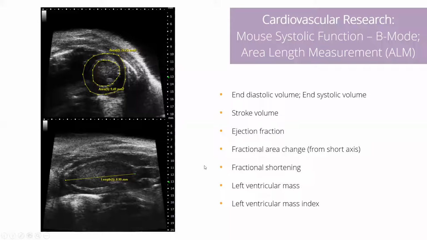And from that, the system's then going to calculate many different measurements of systolic function, as well as the LV mass measurements. So we can get diastolic volumes, so we can look at dilation of the ventricle and heart failure, for example, measurements of stroke volume, ejection fraction, fractional area change, fractional shortening. These are the ones typically published. And then measurements of LV mass and the mass index.